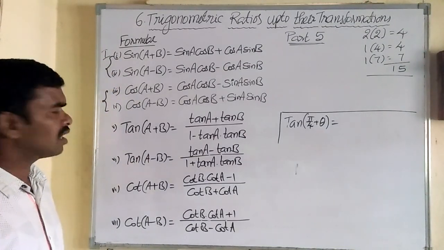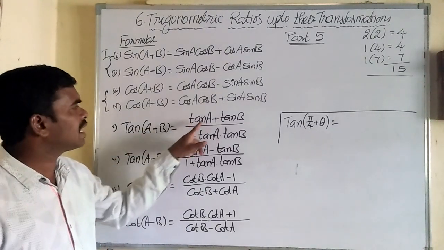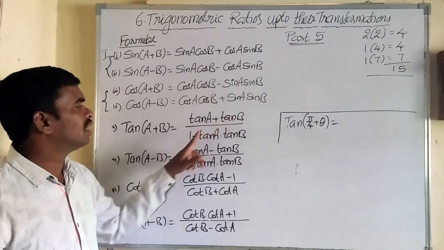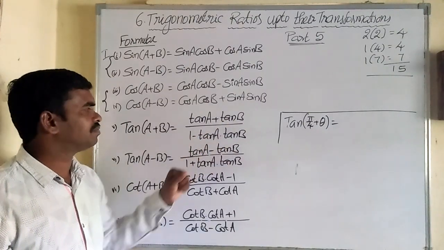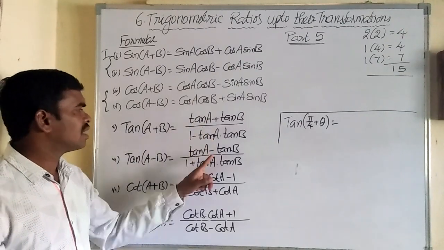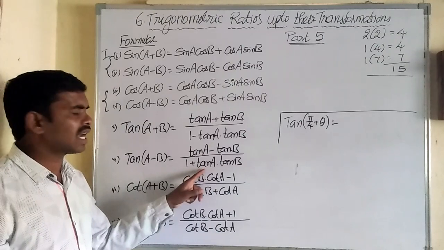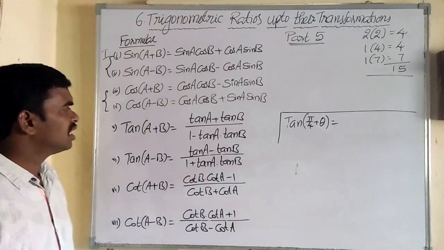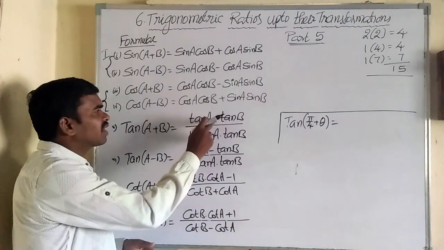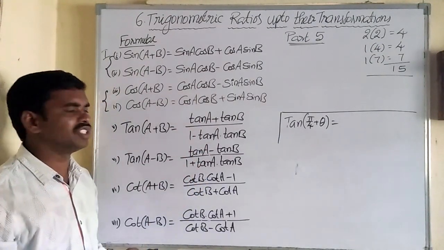Next, in terms of tan, tan of a plus b is tan a plus tan b by 1 minus tan a tan b. Similarly, tan of a minus b is tan a minus tan b by 1 plus tan a into tan b. So it is a little bit changed. If plus is there, we get plus in the numerator. If minus is there, we get minus. The denominator is changed.